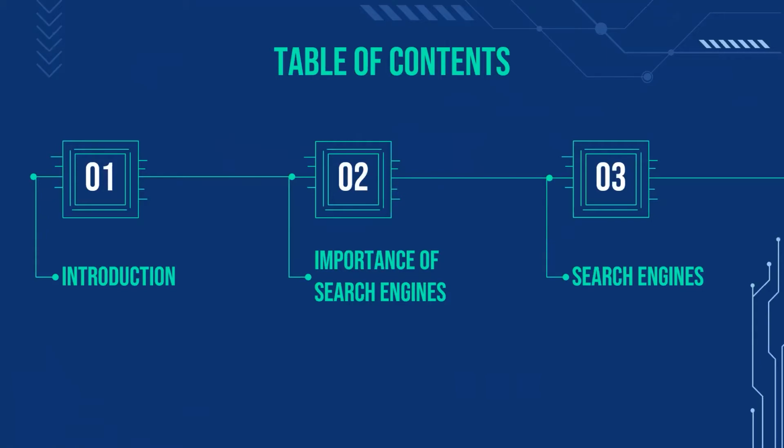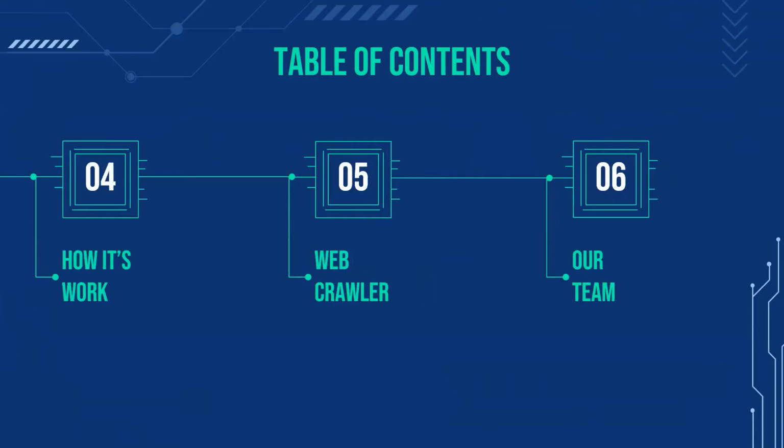So this is the table of contents that we have in our presentation. Firstly, we will introduce the topic, then we will go to the importance of search engines, what a search engine does, what the types of search engines are, and what search engines are available in the market. Everything we will cover in this PPT, and then we will move to how a search engine works. After explaining how it works, we move to the web crawler, and we will see the web crawler from different aspects and how it works. And then we will meet our team members also.